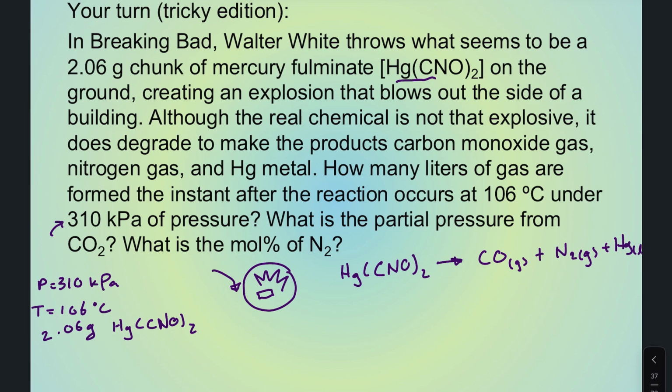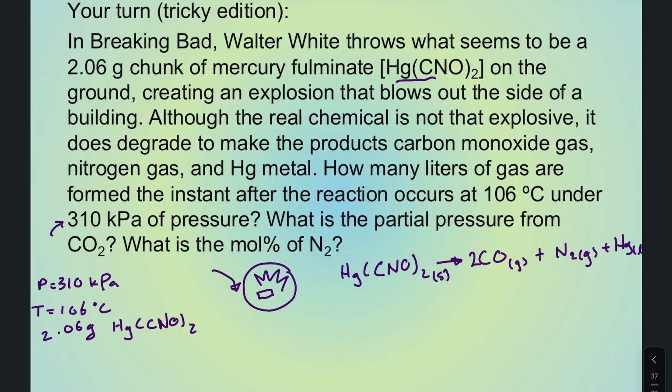Now, what we can also do is put an S here. We know it's a solid because it's a crystal that he throws on the ground, a chunk of it. And so what we need to do is balance this equation. Mercury is already balanced, carbon is not yet balanced, so we'll put a 2 right there. Nitrogen is already balanced, and now oxygen is balanced as well. So this is our equation. This is all we need to do from that.